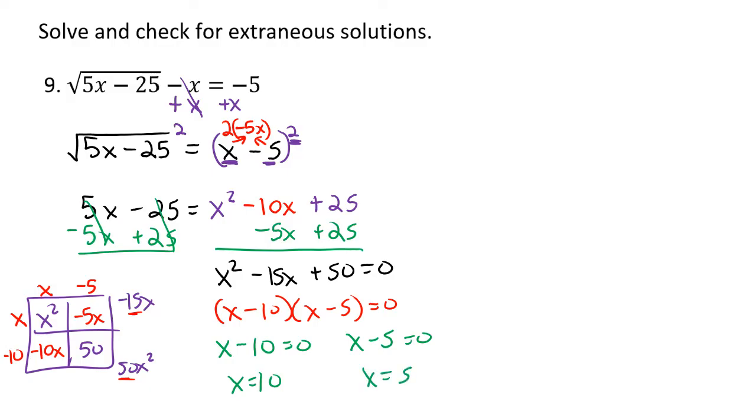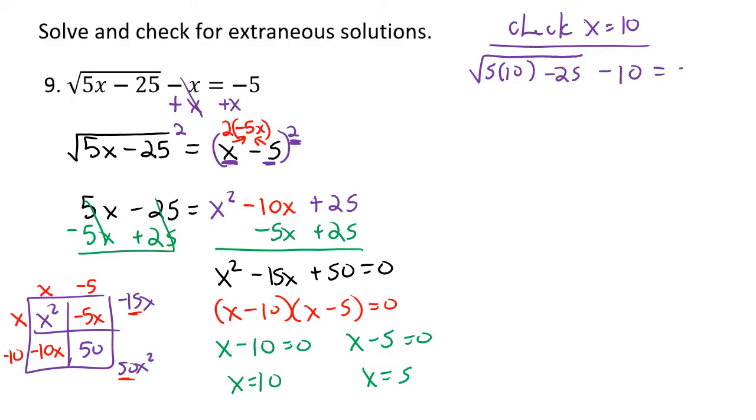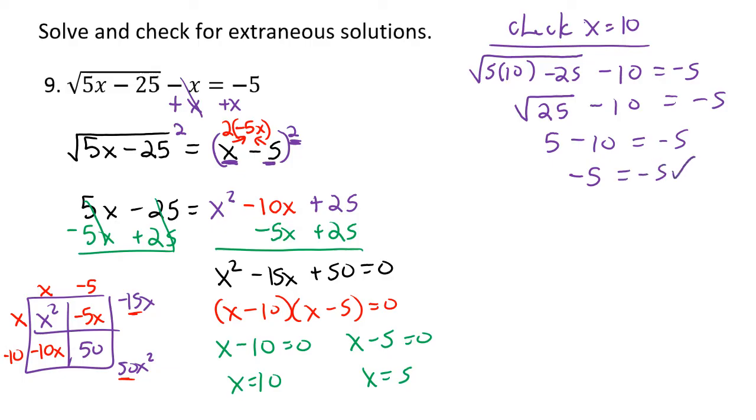So here, once again, we have to check our answers to see if anything is extraneous. So we're going to check x equals positive 10. All right, so wherever there's an x, we're going to plug a 10 in. Okay, so 5 times 10 is 50. 50 take away 25 is 25. Square root of 25 is 5. 5 take away 10 is negative 5. And since both sides of the equation are the same, we know 10 is a solution.